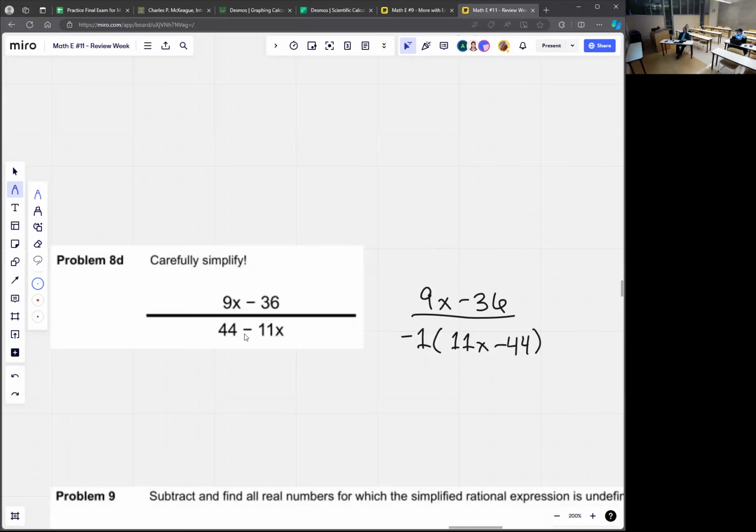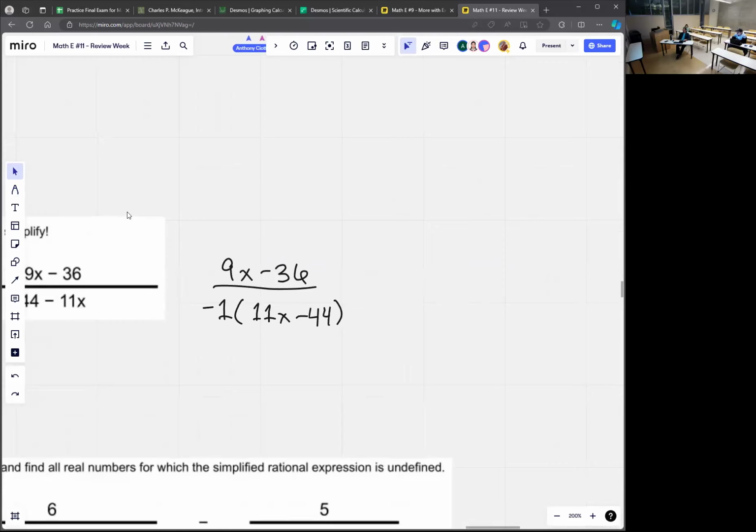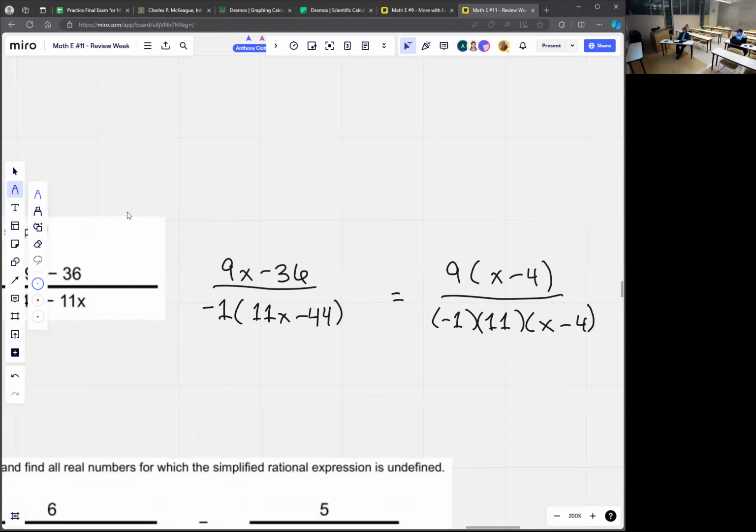And so I pull a -1 out front to flip them, and now maybe things will look a little nicer. Let's see, this is 9 times x minus 4. This is a -1 times an 11 times an x minus 4. So we get -9/11.